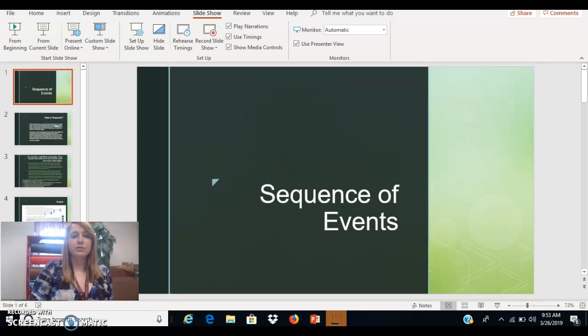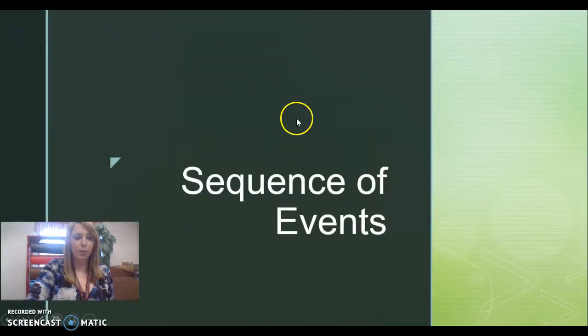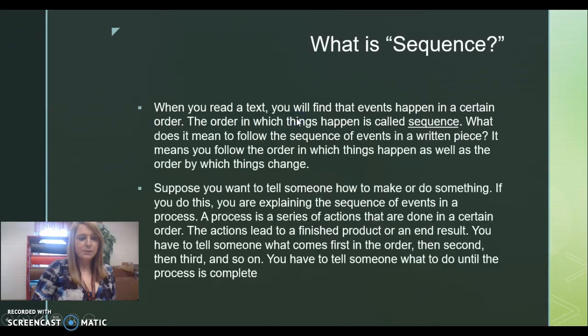And then eventually this will transfer to your own writing, and you would sequence your own writing very specifically. But today we're just focusing on the reading side of it, and we're thinking about how authors specifically sequence events. So let's start here. Okay. So this is a big long chunk of text, but basically it is talking about the meaning of the word sequence. So sequence is the order in which things happen.